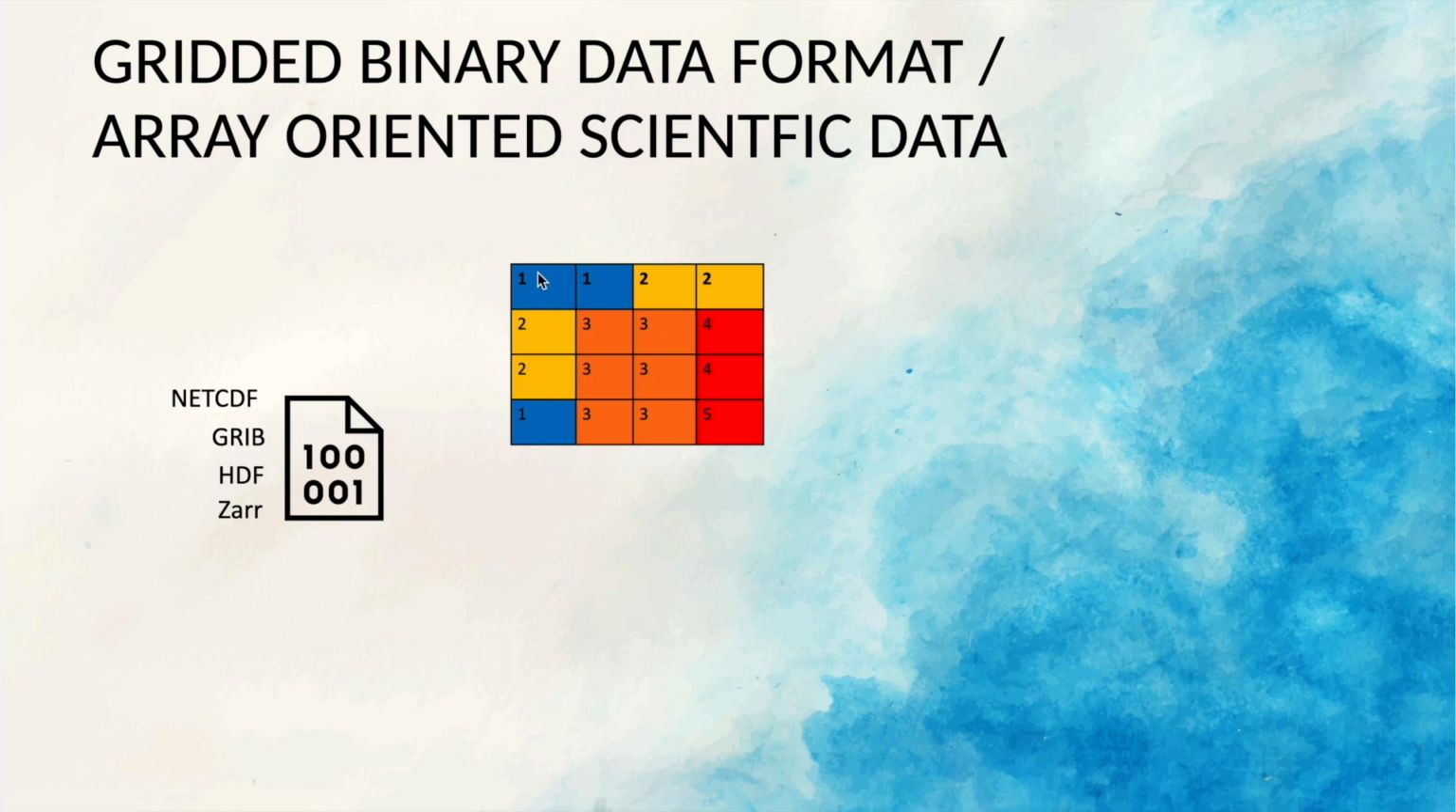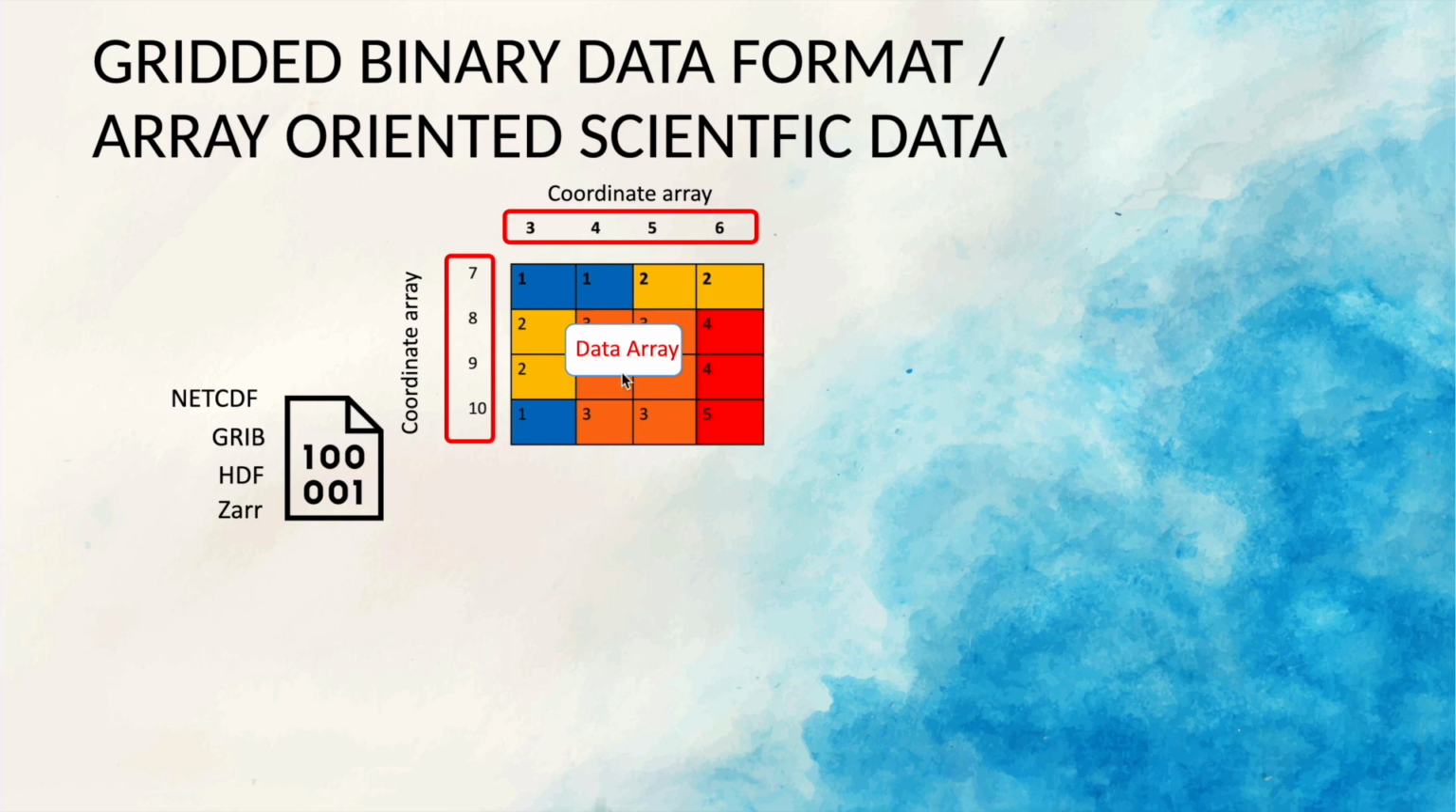So I hope you can understand about index. Next, besides the main array here, what we have here is called a data array. We also have the coordinate array. So here we have two coordinate arrays. If you have a question about how many coordinate arrays we need to define, the answer is: it depends.